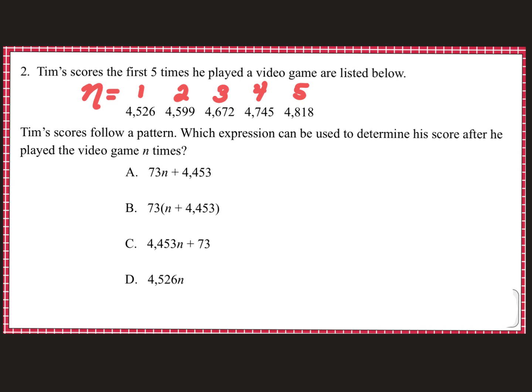I think the fastest way to answer this question with the least amount of stress is to grab your calculator. And I take the first answer choice, 73n plus 4,453, and I simply substitute. I plug in 1, the first position in the pattern, and I type this into my calculator, and I'm checking to see, does it give me the first term in the pattern?